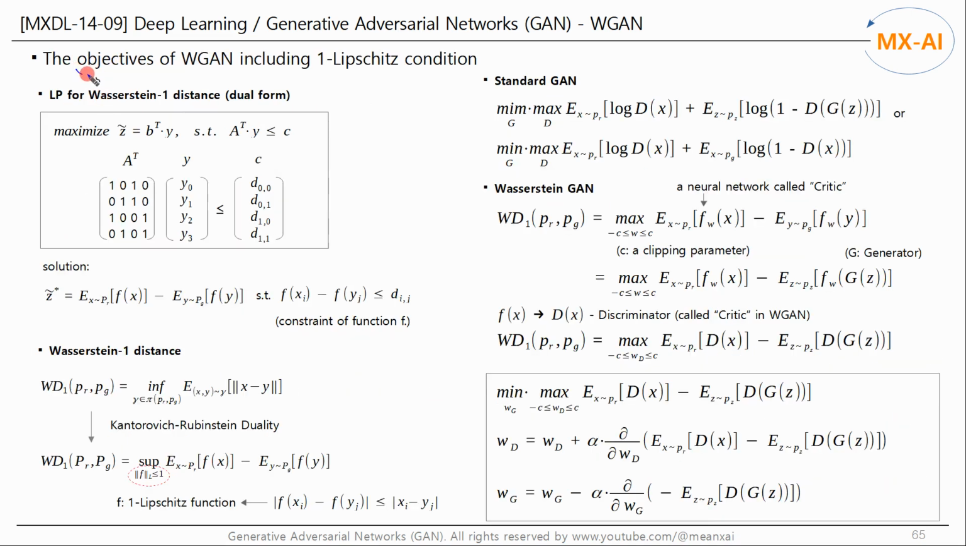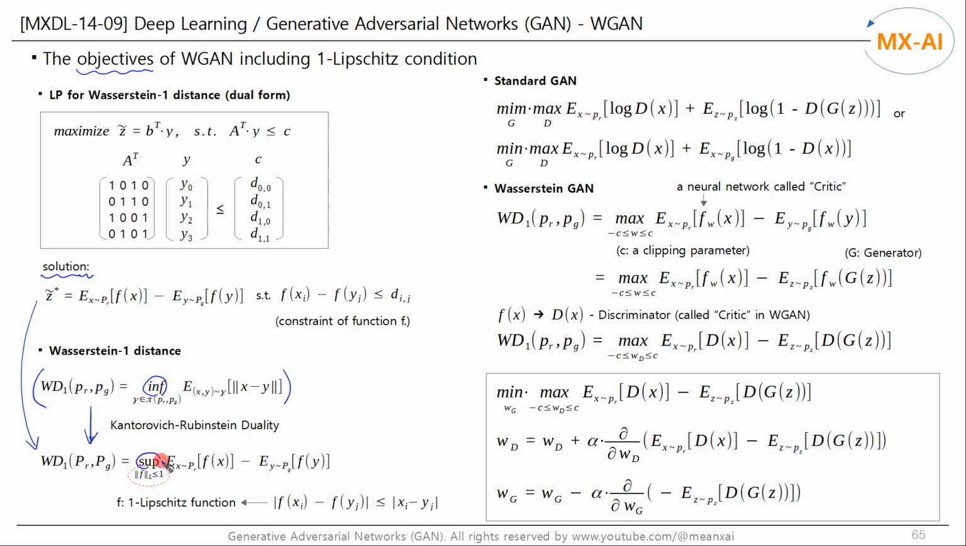Next, let's look at the objective functions for WGAN training. As we saw on the previous page, the optimal solution to the dual problem for finding the Wasserstein 1 distance is as follows. Using this, the Wasserstein 1 distance can be expressed as follows. This is the original definition of the Wasserstein 1 distance. The definition by the Kantorovich-Rubinstein duality is as follows.